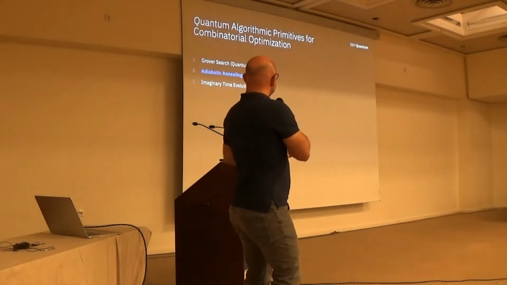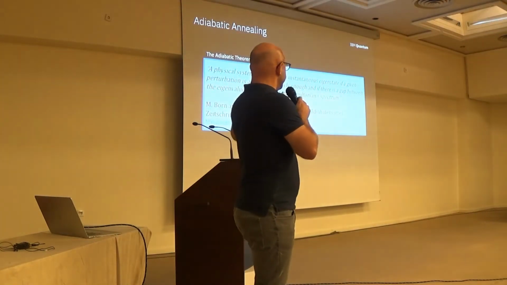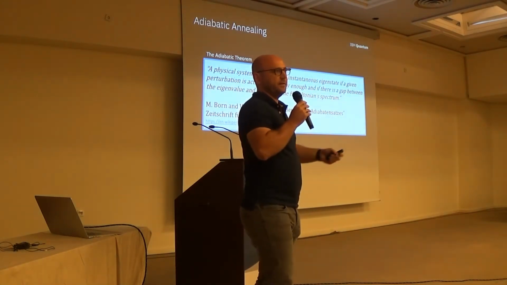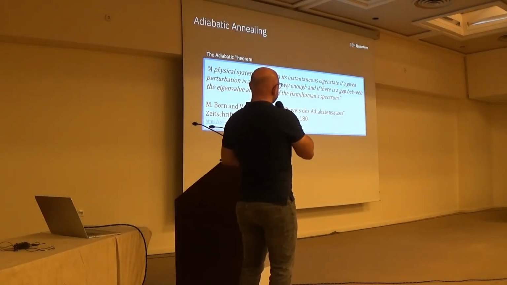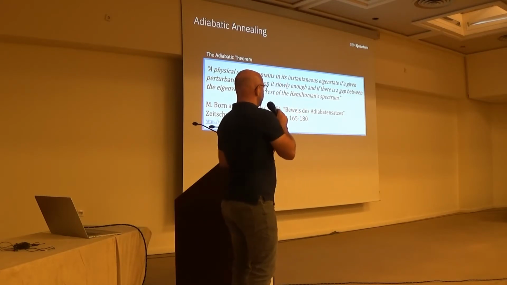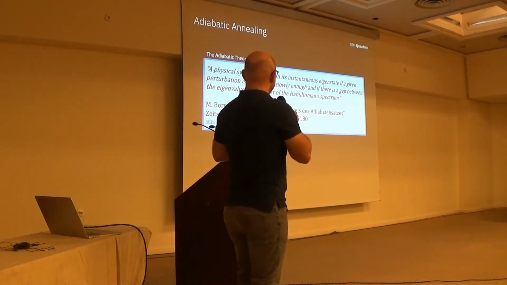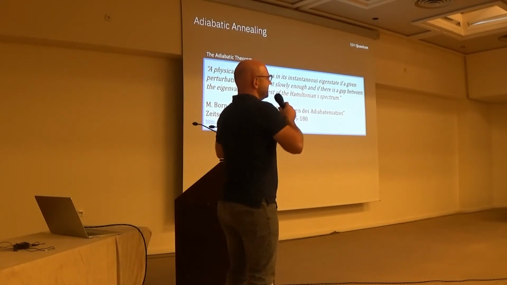All right, so the second algorithmic primitive is adiabatic annealing, and this is based on the so-called Adiabatic Theorem. I'd like to quickly read that through. It's quite technical, but then I'll introduce it a little bit more intuitively. The Adiabatic Theorem says that a physical system remains in its instantaneous eigenstate if a given perturbation is acting on it slowly enough, and if there is a gap between the eigenvalue and the rest of the Hamiltonian spectrum. As I said, it's quite a dense statement, but it's really the basis of all these quantum annealing methods, so I think it's important to have seen it once.